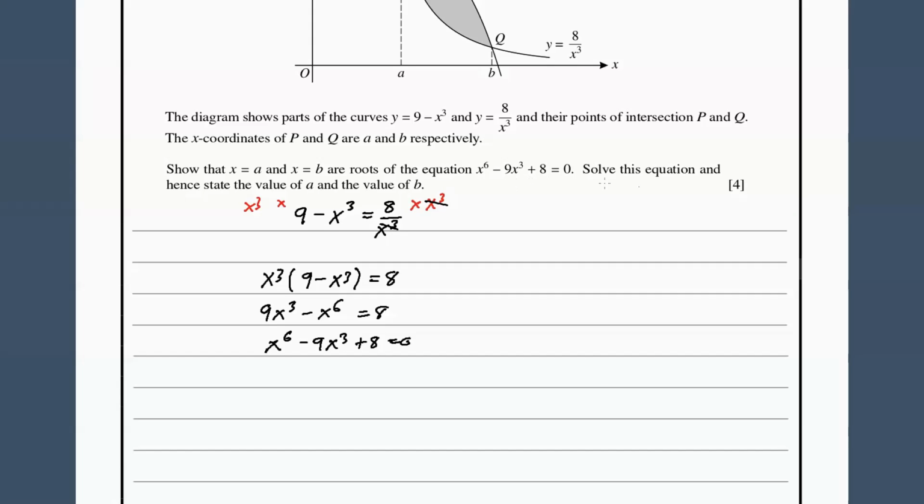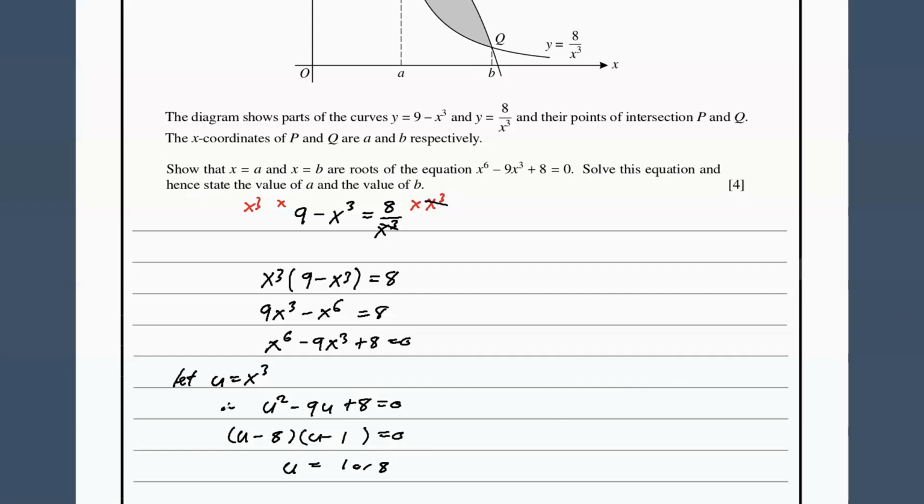Now they want us to find the values of a and b. So for the values of a and b, we are solving this equation, right? A and b are x values, so we are solving for x. So I'll say let u be equal to x cubed, which therefore means that this equation will be u squared minus 9u plus 8 equal to 0. So basically, if we factorize, we have an 8 here. So let's use 8 and 1 and minus and we'll be good. So we can get that the values of u are 1 or 8.